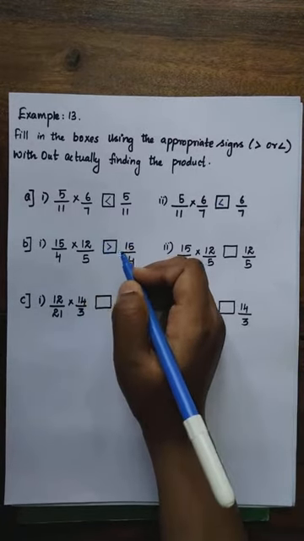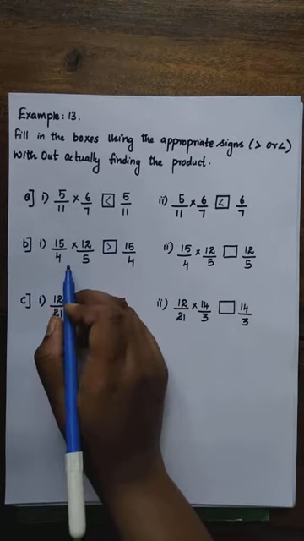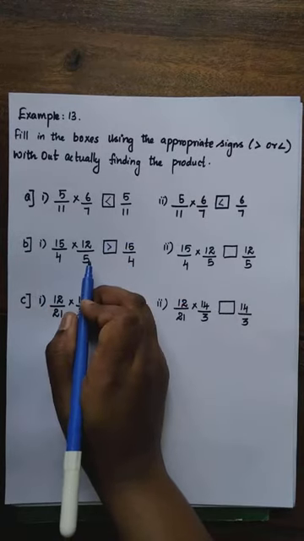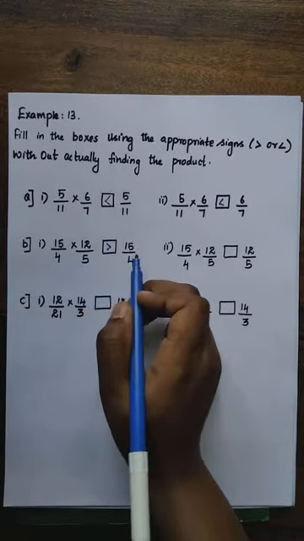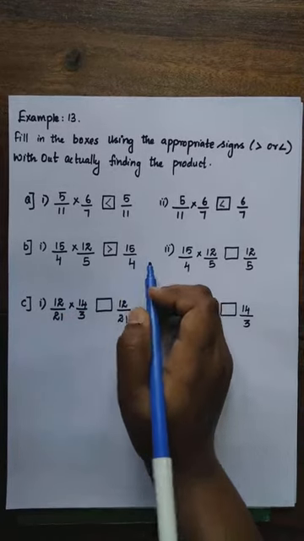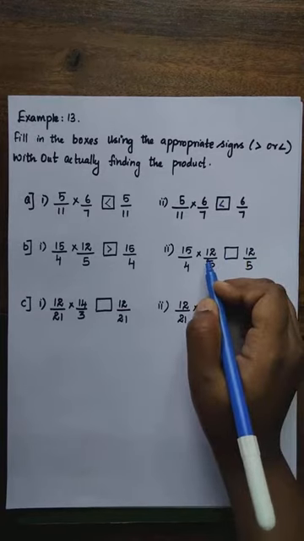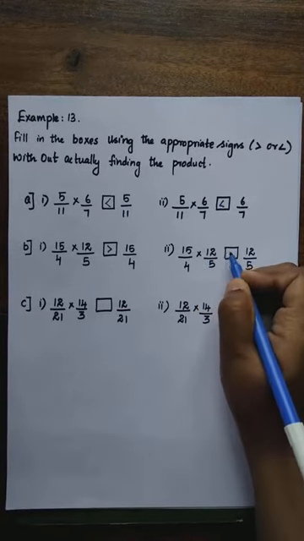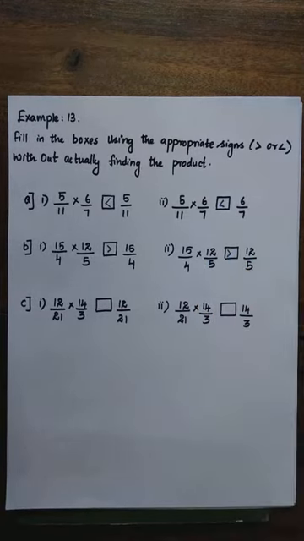This is the second condition. When two improper fractions are multiplied, the product is greater than each of the fractions. Here also, two improper fractions are multiplied, so the product is greater than each of the fractions.